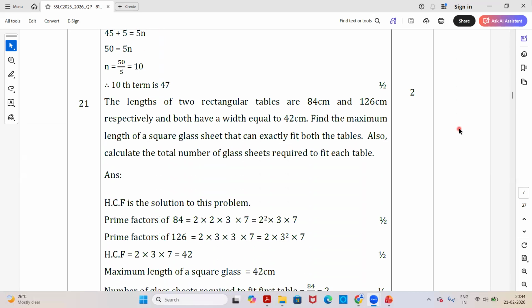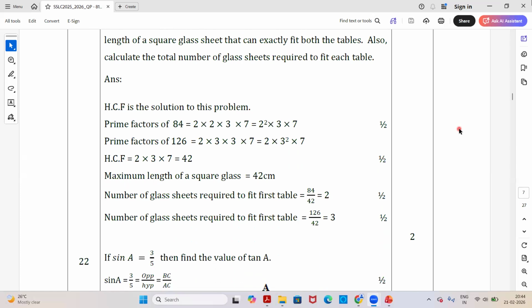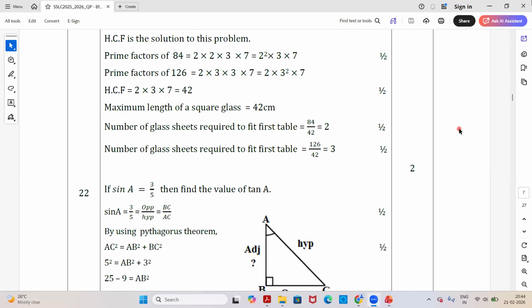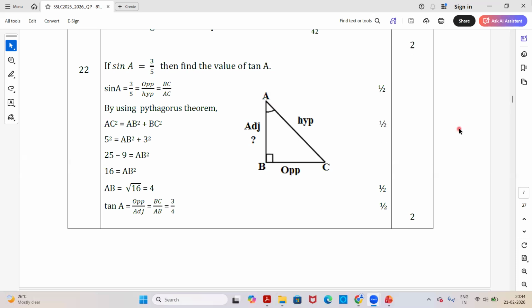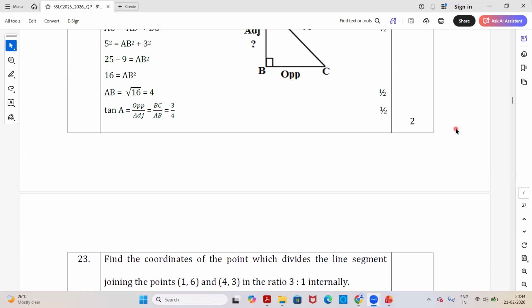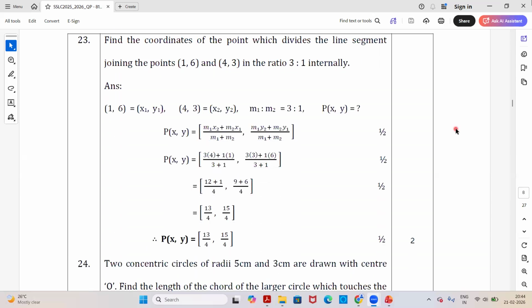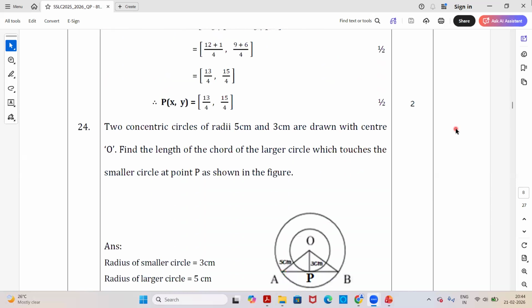Coming to question 21, again, the question is given here and the step-by-step answer is given over here. Then question 22, you are using Pythagoras theorem and you're solving the sum here. You can see the answer and the points. Then question 23 with the answers. Then question 24.